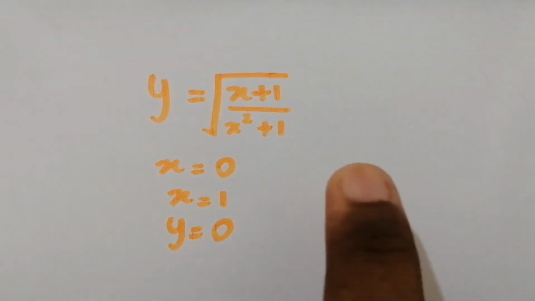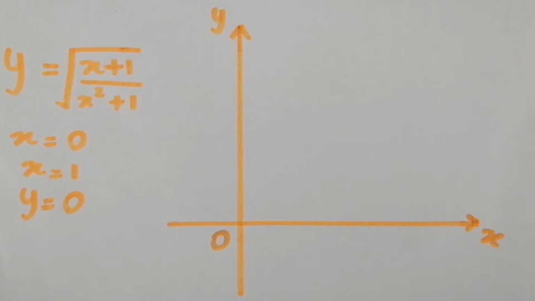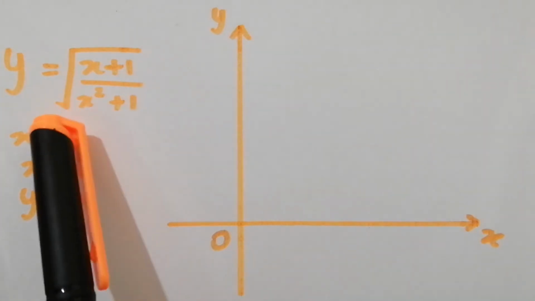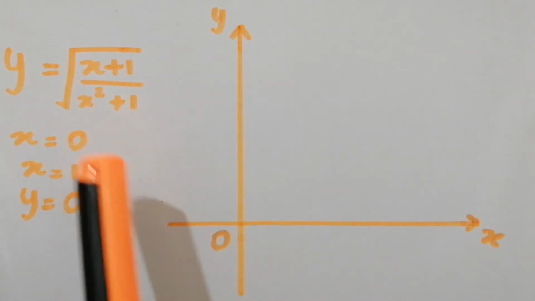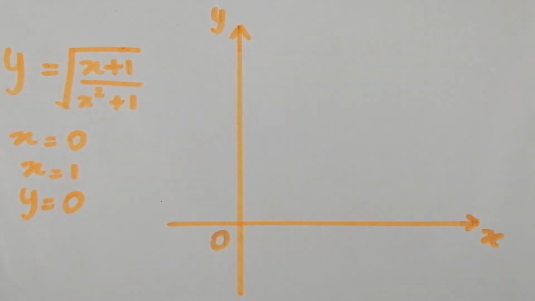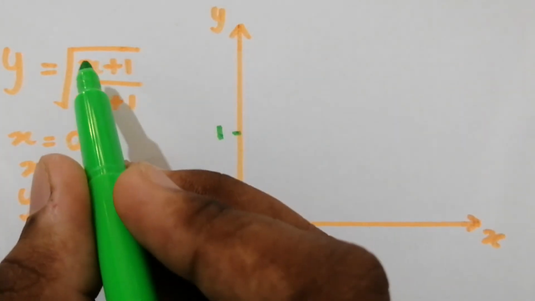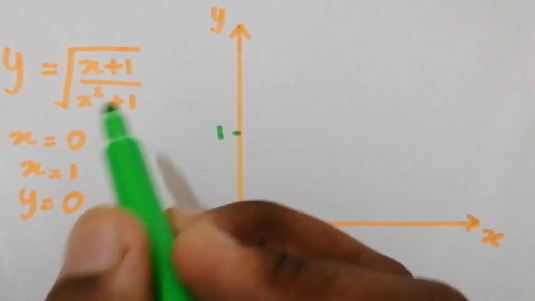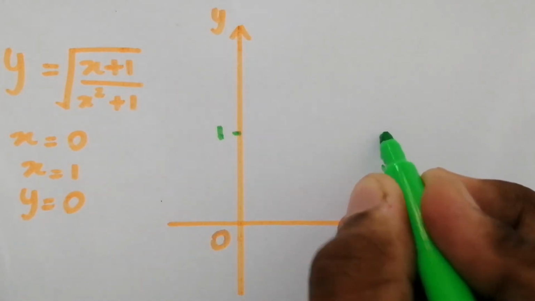The 4 boundaries of the region are given in the question, so we can sketch the region in the graph. To sketch the curve, I am substituting the values 0 and 1 in the function y equal root x plus 1 upon x squared plus 1. If you substitute 0 in here, we have root 1 upon 1, which is 1. Then I am marking that 1. If you substitute 1 in here, it is root 2 upon 2, which is also equal to 1. Then this is the other point.